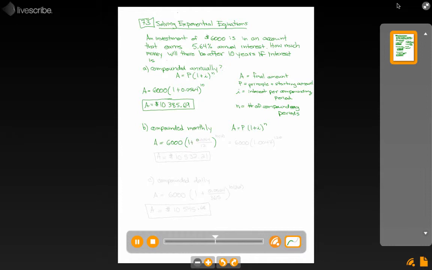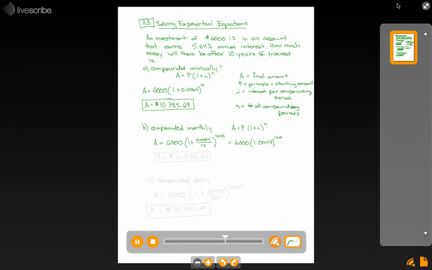So I take my 0.0564 and say, well, 1/12 of that is what I get every month. And if you do 0.0564 divided by 12, you're getting less than 0.5% per month. That sounds like a bad idea, but instead of 10 compounding periods, we have 10 times 12 months, which means 120 months. So I've got 6,000 times 1.0047 to the power of 120, exponent 120.